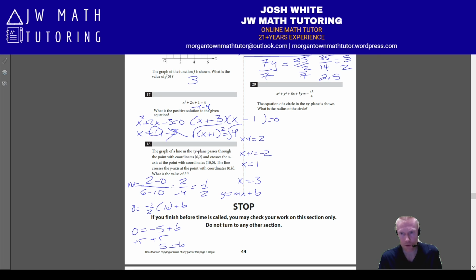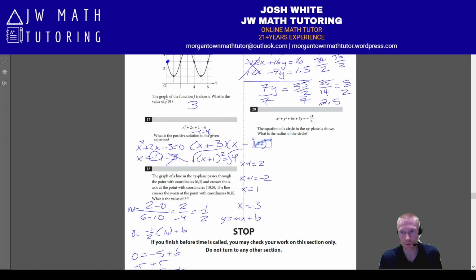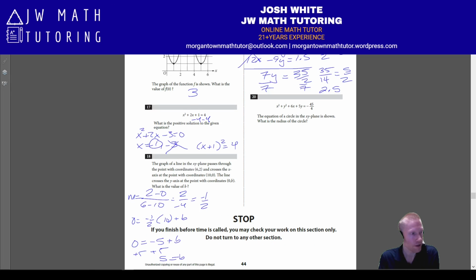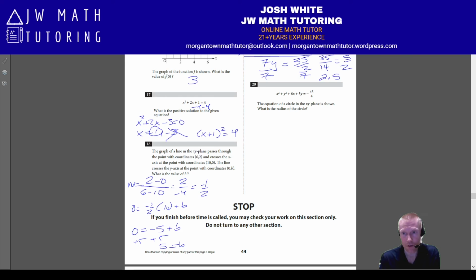So first, let me see if I can just delete some of these just to get some room over here. Okay. All right. So now with that being said, first thing I'm going to do is set it up so I've got my x squared next to my x term next to a blank, and then I've got my y squared next to my y term next to a blank. Then on the right side, I'm going to have negative 45 over 4 plus 2 blanks.